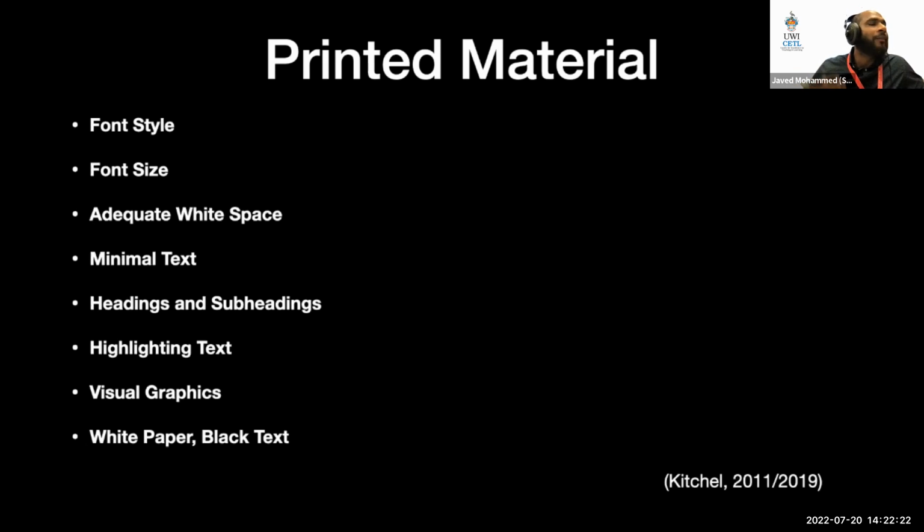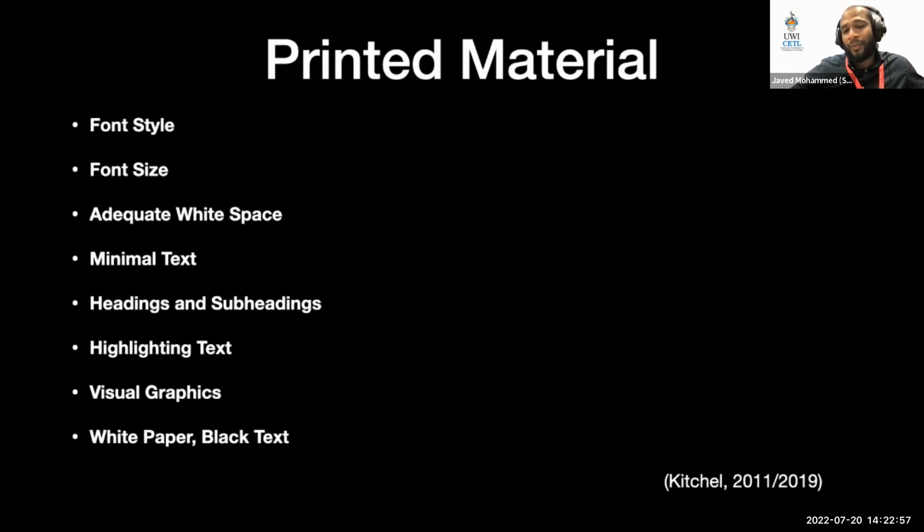is 12 point size, adequate white space. So what this means is that white space around text and graphics makes the printed material itself easier to read. So you are going to design printed material. You need to keep in mind that the paper you're going to use is white paper, and your font color, the best font color is white.